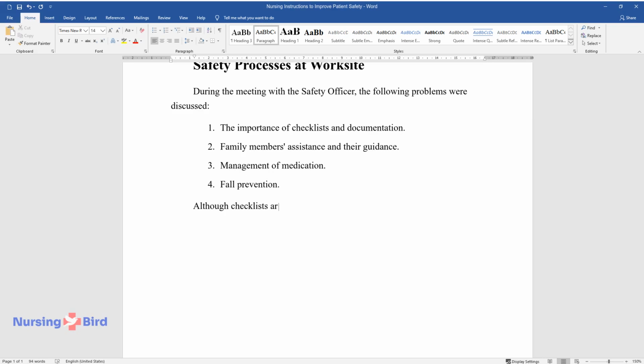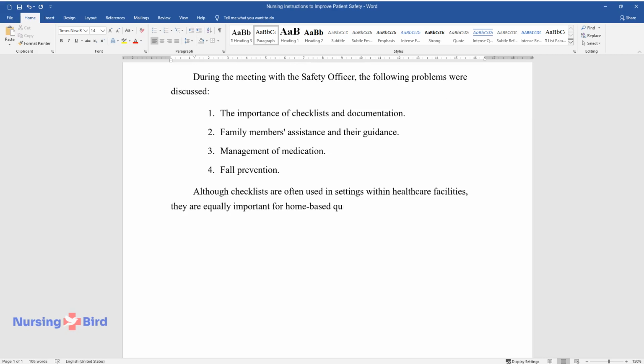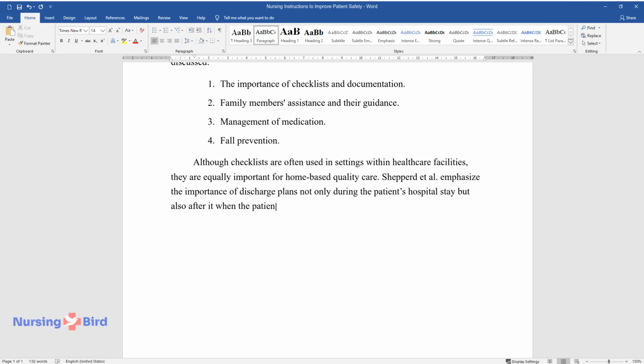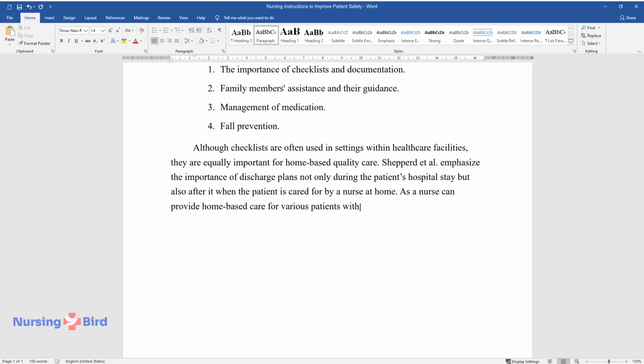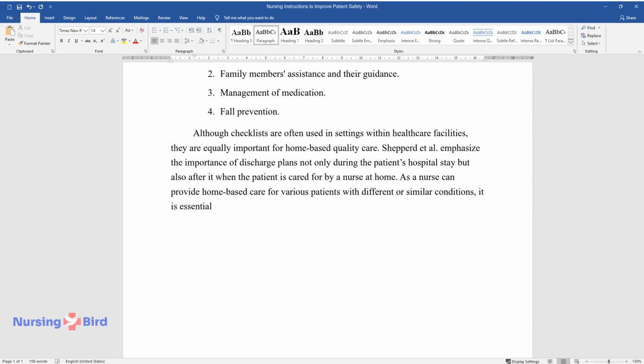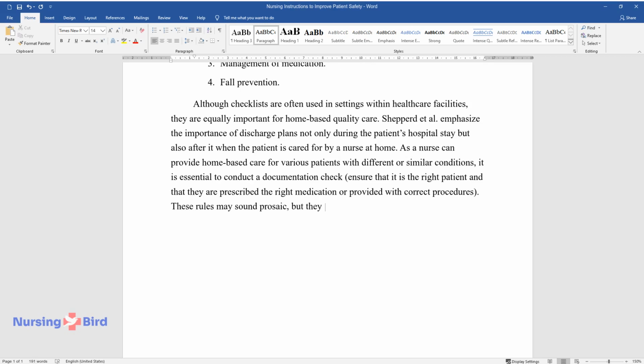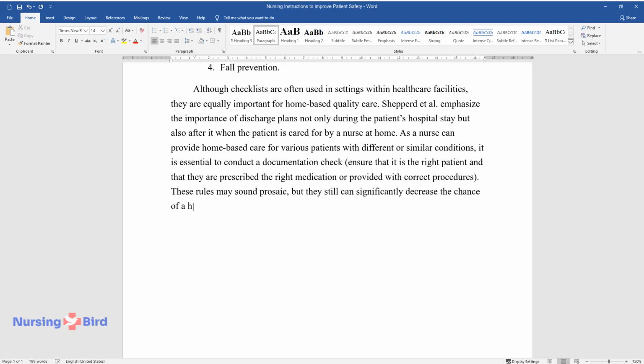Although checklists are often used in settings within healthcare facilities, they are equally important for home-based quality care. Shepperd et al. emphasized the importance of discharge plans not only during the patient's hospital stay but also after it, when the patient is cared for by a nurse at home. As a nurse can provide home-based care for various patients with different or similar conditions, it is essential to conduct a documentation check, ensure that it is the right patient and that they are prescribed the right medication or provided with correct procedures. These rules may sound prosaic, but they still can significantly decrease the chance of a human error and a subsequent adverse health effect.